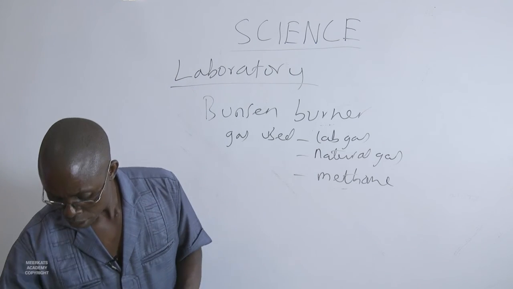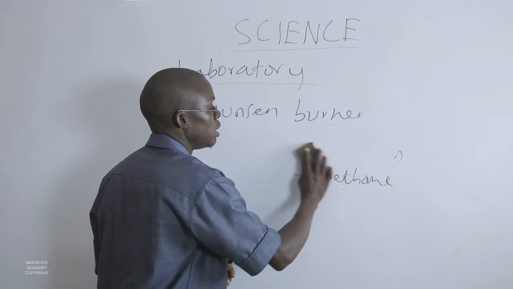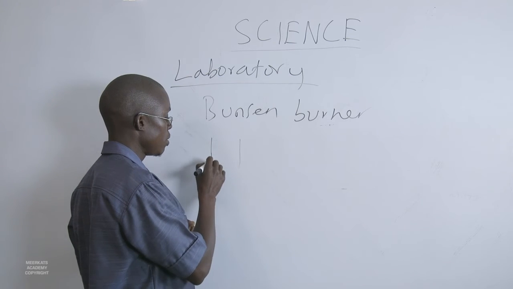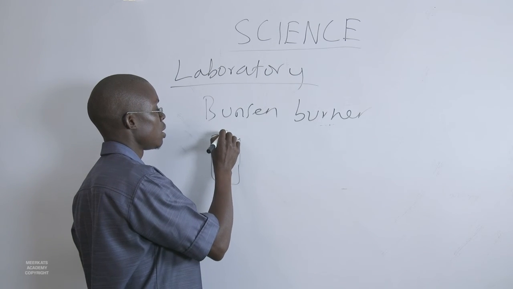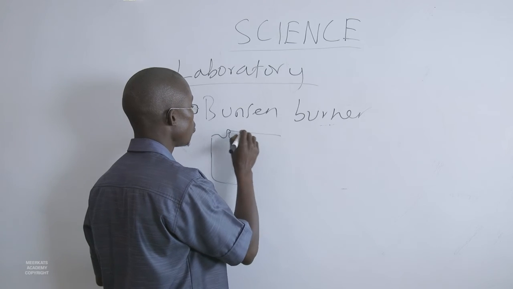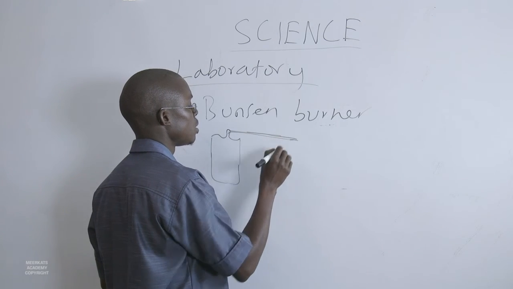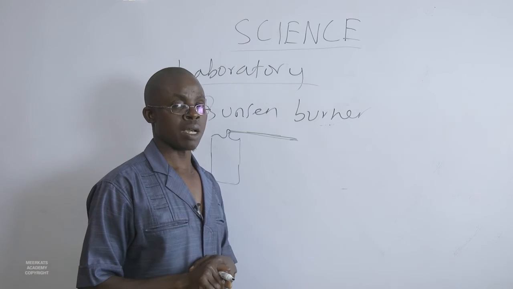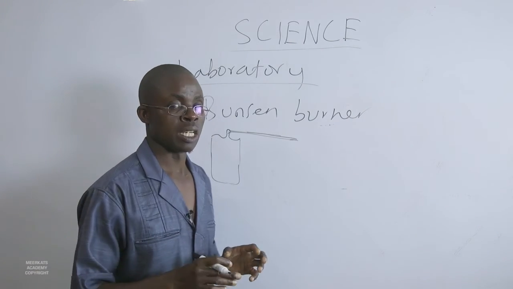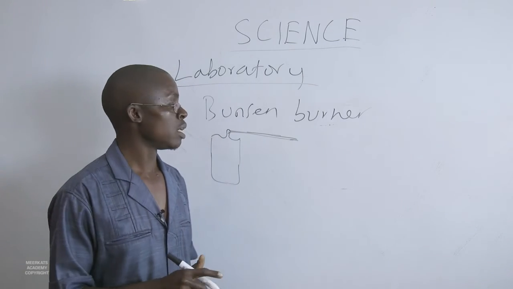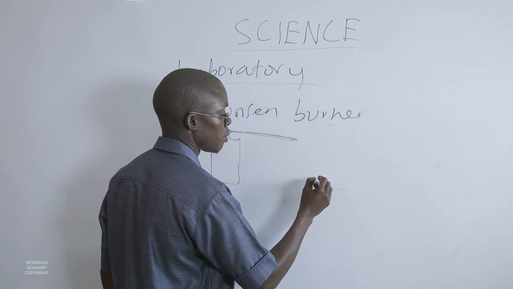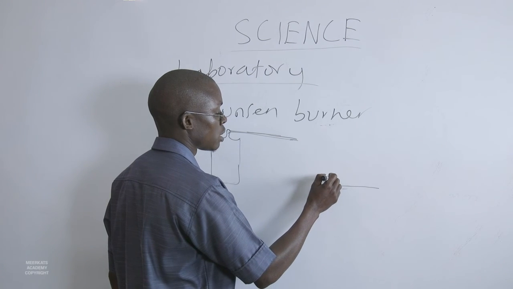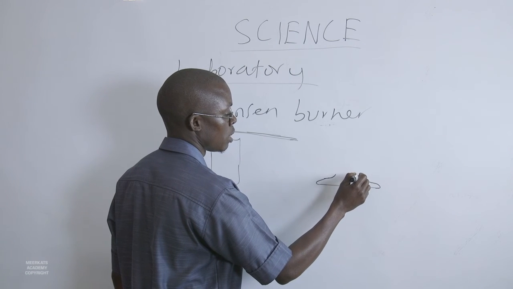Now, this gas is gotten from a gas cylinder, where through a rubber tubing, you will deliver the gas into a Bunsen burner. But where particularly do you deliver the gas to the Bunsen burner? A Bunsen burner has these parts. It has the point that is resting on a table, what we call the base.